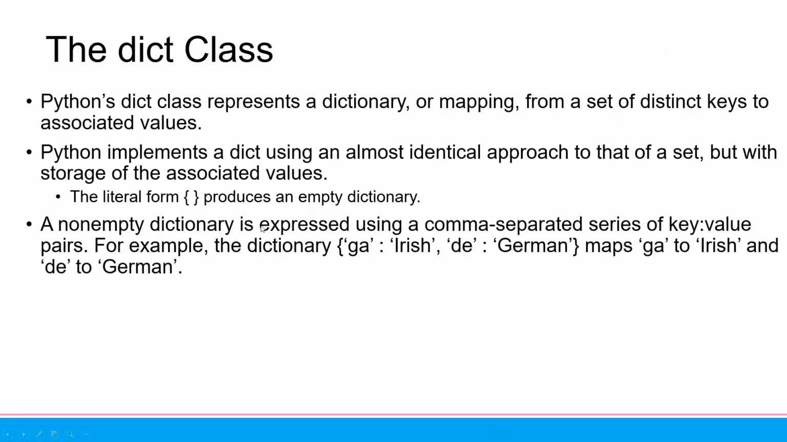The non-empty dictionary is expressed using a comma-separated series of key colon value. So this one, the key colon value, and it should be a pair. For example, the dictionary of, this one example, GA is Irish, DE is German. So I want to map GA to Irish and then I want to map DE to German.